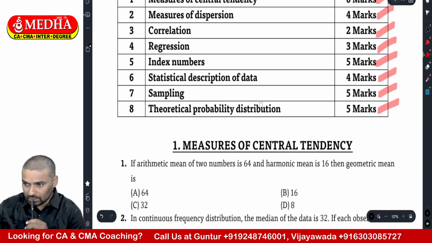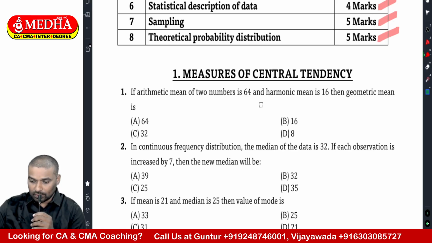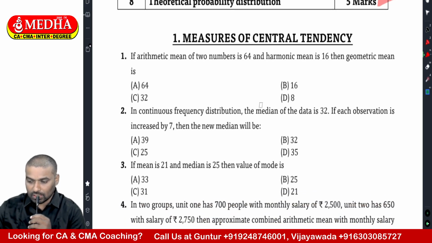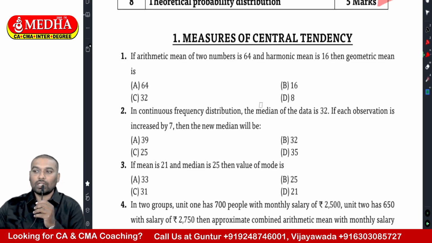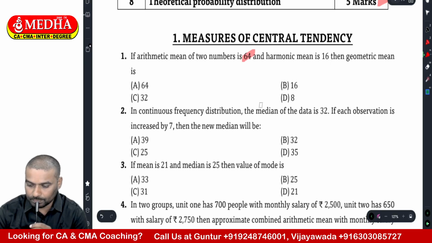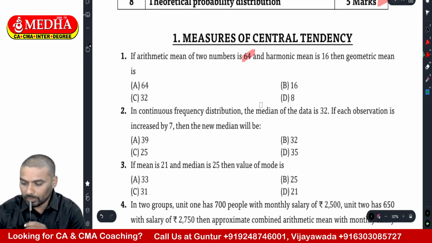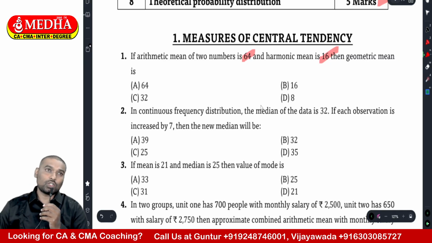Now we will discuss one by one. So the first chapter is measures of central tendency. In that, the first bit is: the arithmetic mean of two numbers is 64 and their harmonic mean is 16. Then what is the geometric mean?